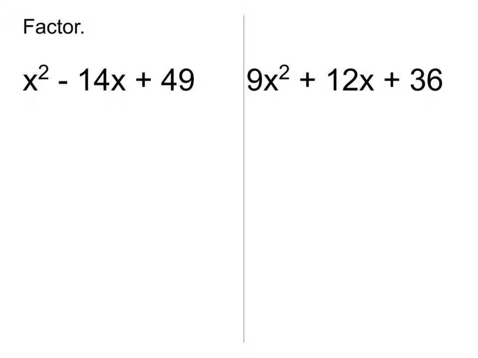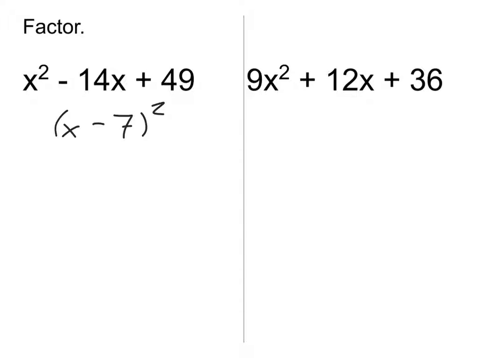So for this first problem, you'll notice that I can't divide every term by the same thing. And so that leads me to think, okay, maybe I have to do the whole parentheses squared thing. So I'm wondering, can I make this work? In order for that to work, I have to divide the middle number by 2. So what's negative 14 divided by 2? It's negative 7.